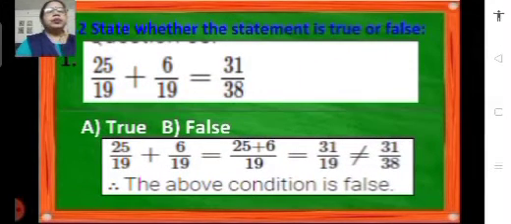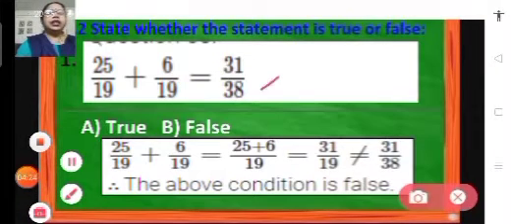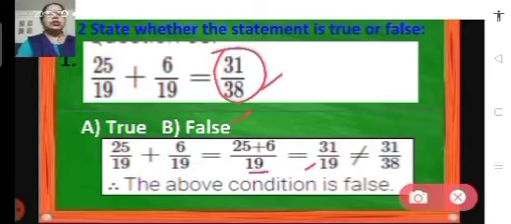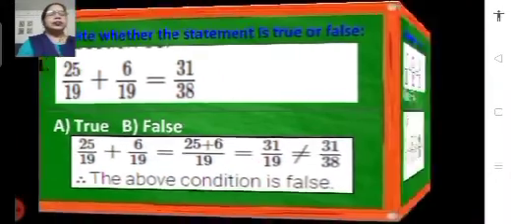Then next, state whether the statement is true or false. We have 25 upon 19 plus 6 upon 19. We have to add these two like fractions, and the result is given as 31 upon 38. So let's check that. 25 upon 19 plus 6 upon 19. We take the common denominator and numerators we add. What do we get? We get 31 upon 19. So this is false, isn't it? This answer is wrong. So it is false. Option B is correct answer.